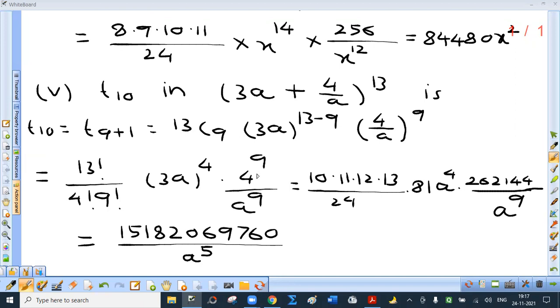What is 13C9? I think it comes out to be 715. Please check this: 10 into 11 into 12 into 13 upon 24. It comes out to be 715 multiplied by 81 and 4 raised to 9 is this number. So this is the final answer. So that's it for today.